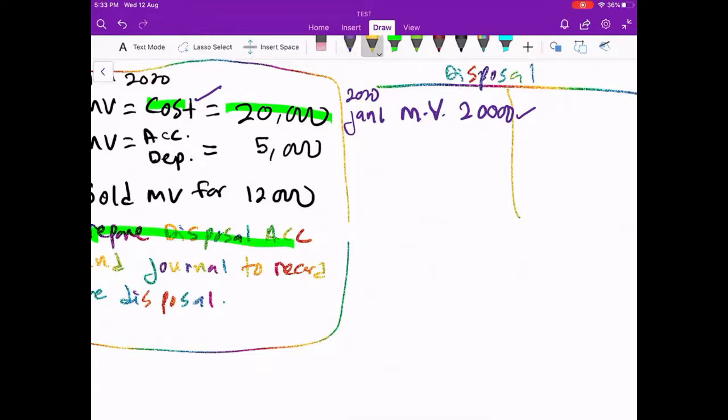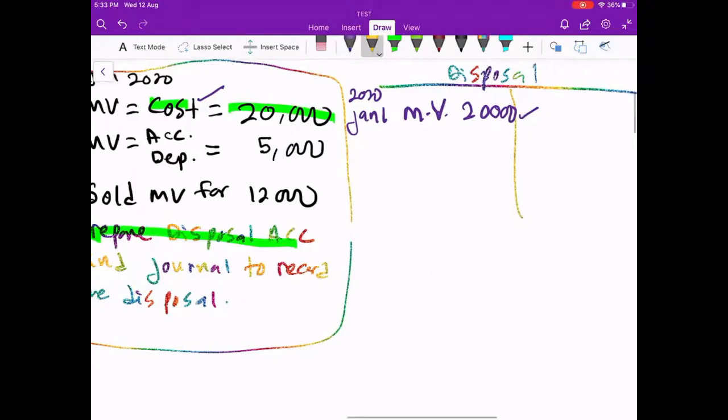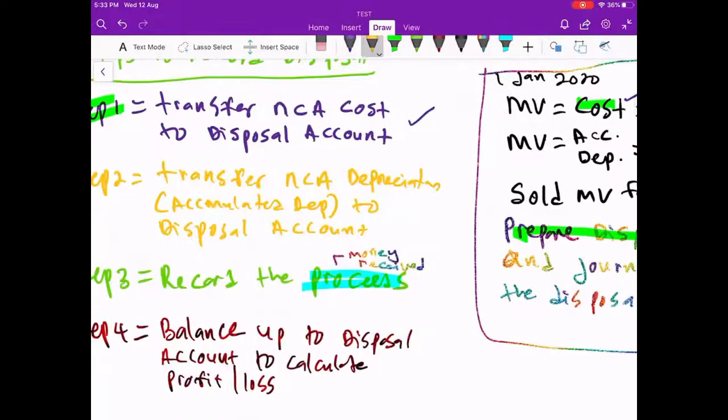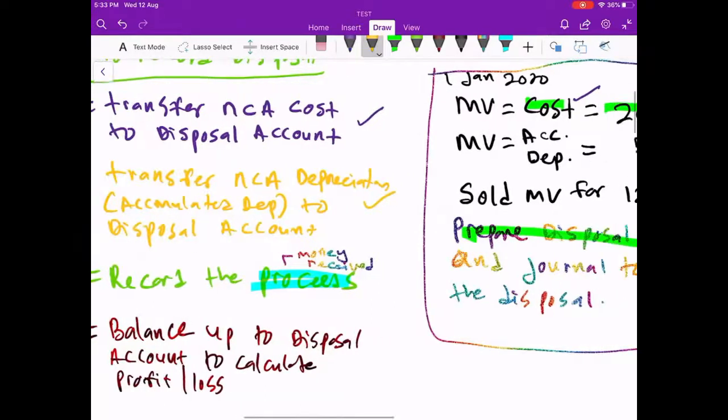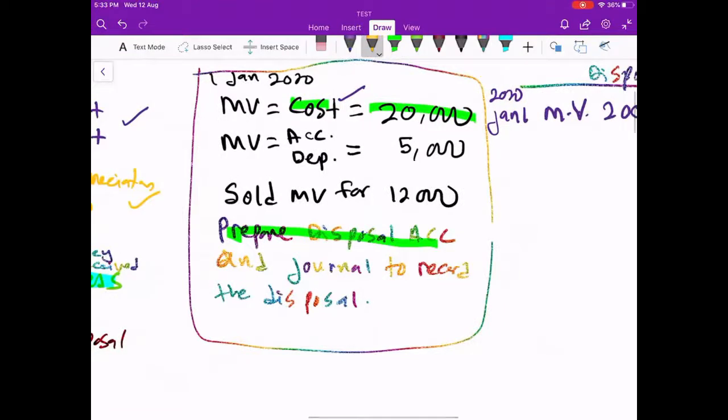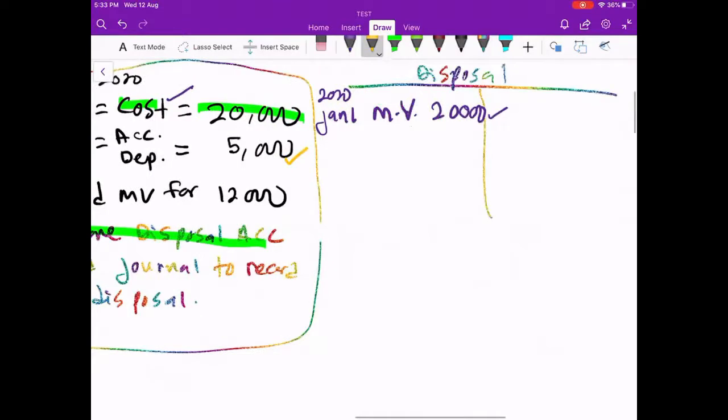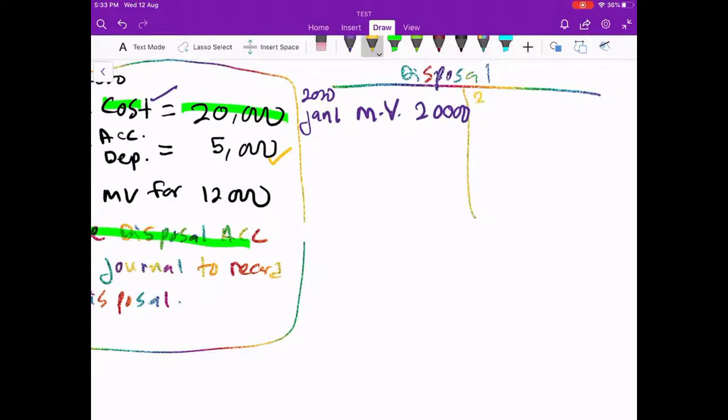Now step number 2: transfer the non-current asset depreciation, which is the accumulated depreciation, to the disposal account. I check my question: my accumulated depreciation is 5,000. Remember, accumulated depreciation will be on the credit side. So go to the credit side, write 2020, the same date, January 1, accumulated depreciation, 5,000.